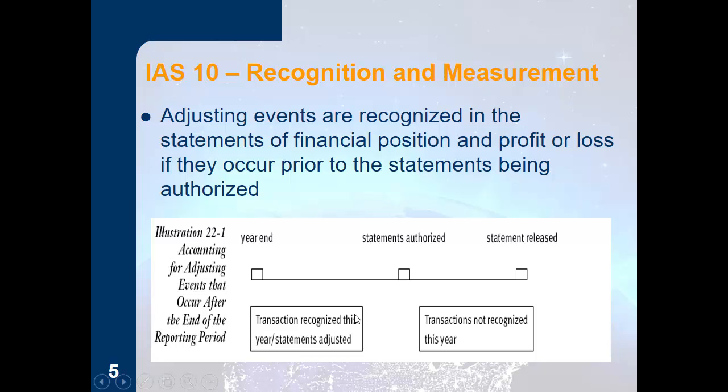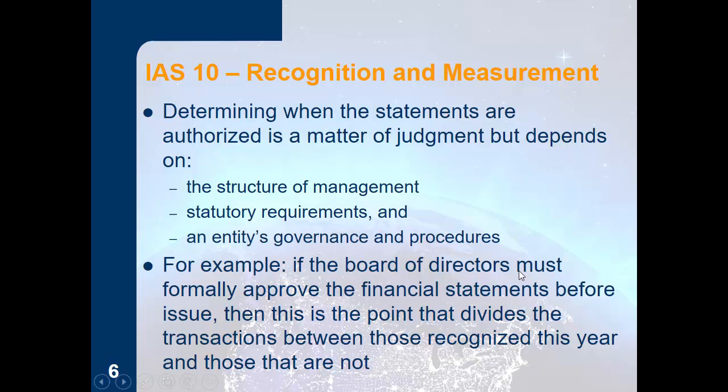So just to go back to the diagram, this is the critical point. Anything before here is something that will be recognized this year as long as it relates to events or conditions that existed at this year end. If it occurs after this, the statements will not be adjusted.